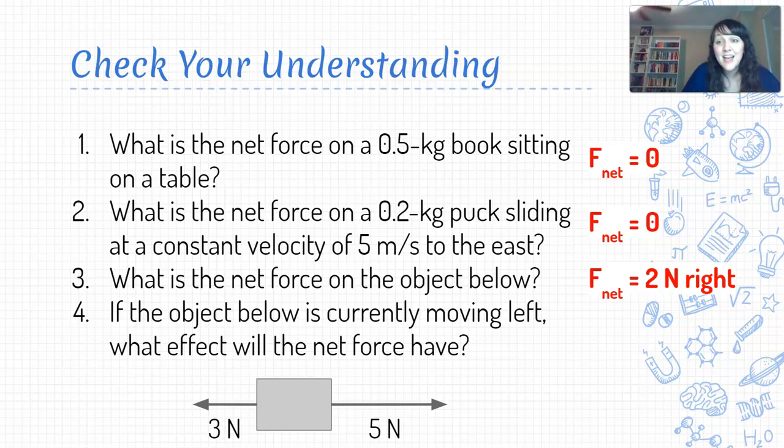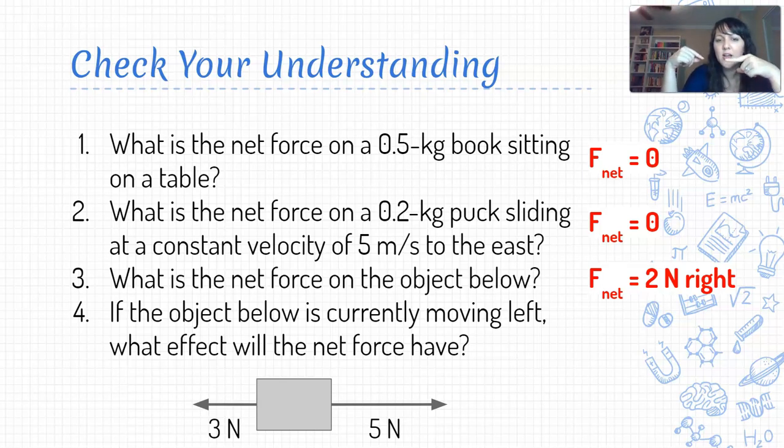Last question, starting to connect this over to the motion of the object. So let's imagine that this rectangular object is already moving left by the time that these forces are applied. What will this 2 newtons right of net force do to the movement of the object? So if our object is moving to the left and the net force is pushing it to the right, we've got our velocity and acceleration in opposite directions.